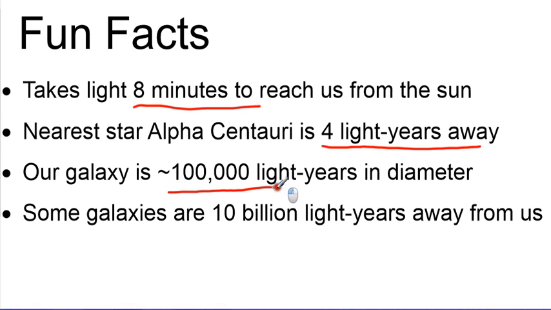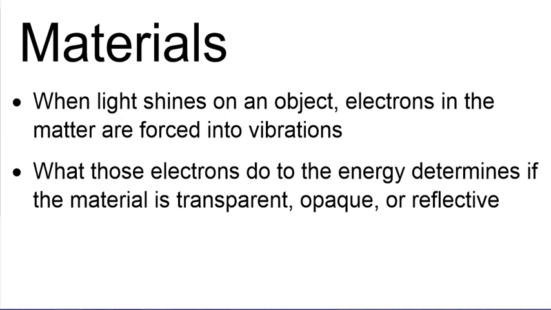Our galaxy is roughly 100,000 light years in diameter, which means for light to go from one end to the other end takes 100,000 years. And some galaxies are 10 billion light years away. So if we see them, the light that we see was produced 10 billion years ago. Our universe is, I think, about 12.8 billion years old, according to most recent calculations.